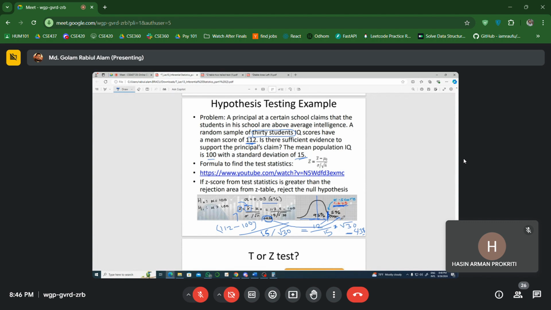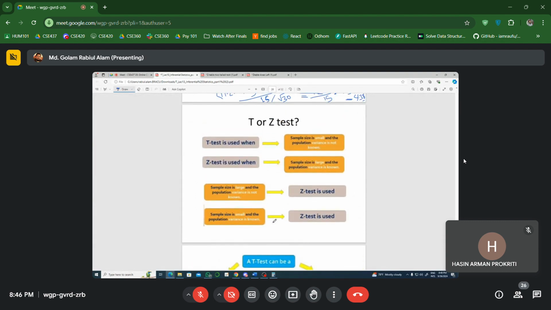That means here also we have to reject the null hypothesis and accept our alternate hypothesis. The alternate hypothesis is the claim of our principal that his or her students are more intelligent than others. So that is the true fact for that school. Okay, so this is another hypothesis testing. Now I think we have to study a little more, that is, when we have to apply which test.